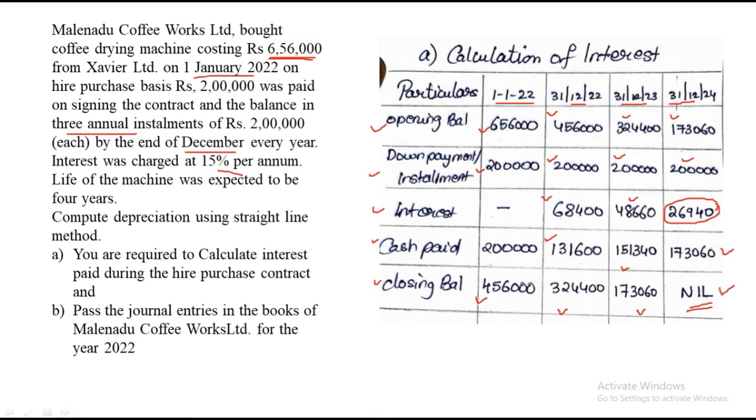Number 1. Second, they told you to pass the journal entry in the books of Malendu Coffee Works for the year 2022. Year 2022 is based on these two things. So now remember, in the very first year, what has happened? First, you purchased, then you made the down payment, then interest was charged, you made the first installment, there would have been depreciation because you've used it for 1 year. So minimum 5 things happened in that year. So see how you pass the journal entry for the very first year under hire purchase.